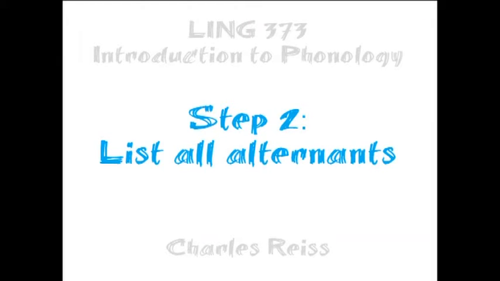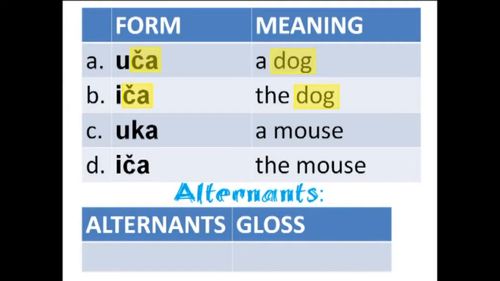The second thing to do will be to list all possible alternates. You should always go for the easiest stuff and find the longest strings of shared segments. Here, for example, if you compare everything, you will see that the only possible thing to go for is cha, because this is the longest string of shared segments. And cha stands for dog in our case.